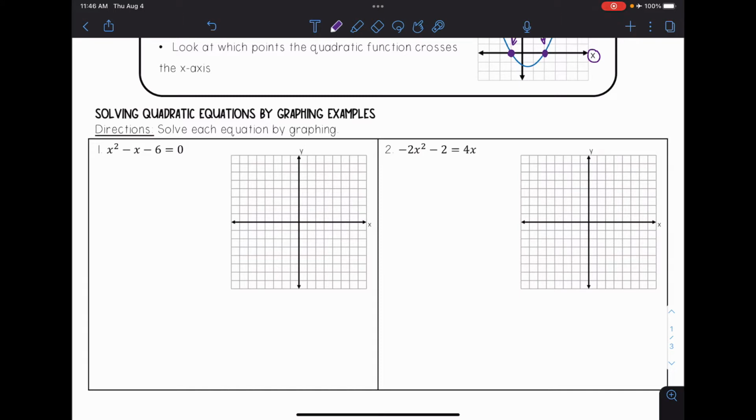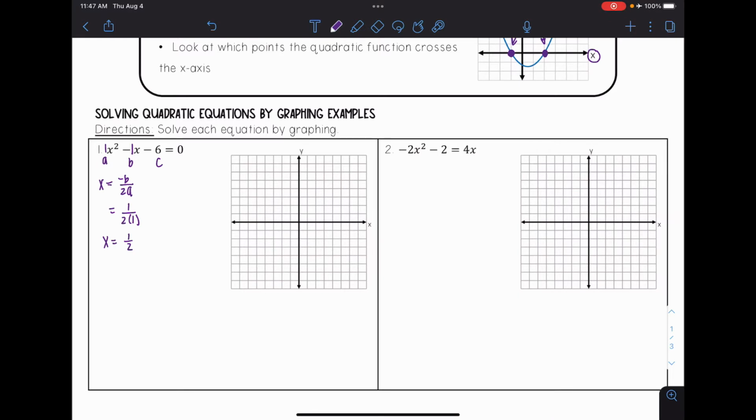So I'm going to first label my a, b, and c. So my a here is the number in front of x squared, which is just 1. My b is the number in front of x, which is -1. And my c is -6. So if you remember, to find the vertex I need to do x equals opposite of b over 2a. That's going to be my x coordinate of the vertex. Well, the opposite of -1 is +1. And I have 2 times a, which is 1. So here x is equal to 1/2.